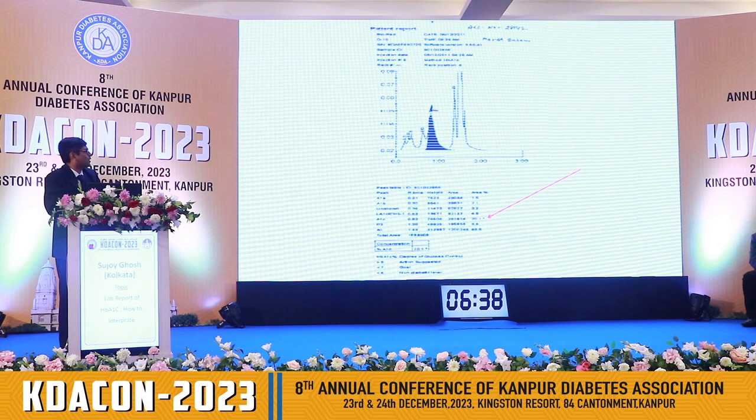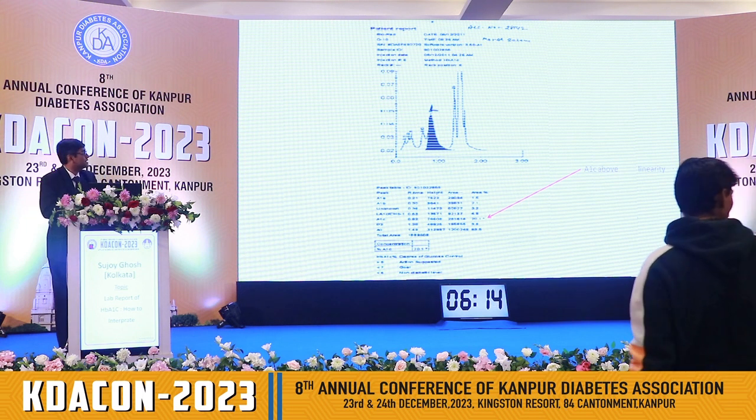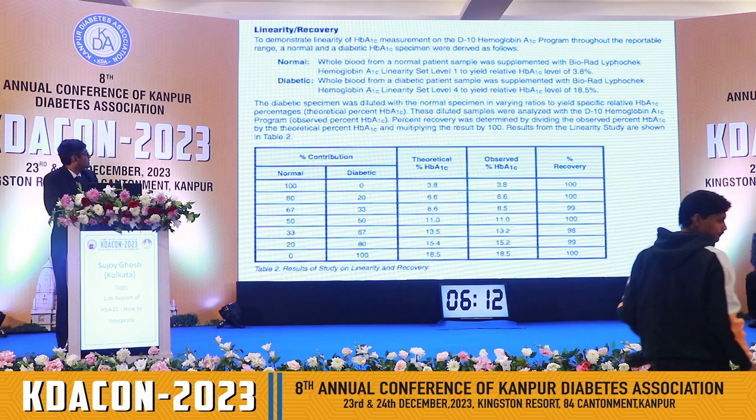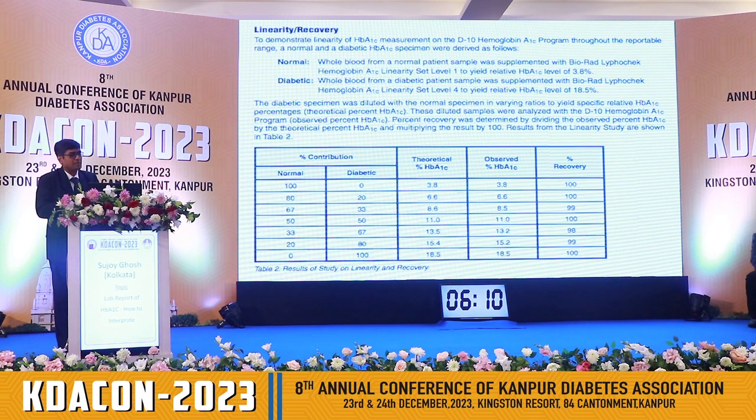So this is case 1. I'm just telling you the HbA1c is reported as 20.1%. Is it possible? I have already told you the upper range of detection of the machine is 18.5. So it is above linearity. Therefore, this report should not be interpreted unless and until you are diluting the sample and repeating the test. So it's above the linearity and therefore not to be looked at. This is what I was already talking about.